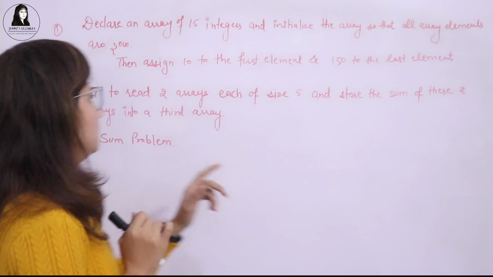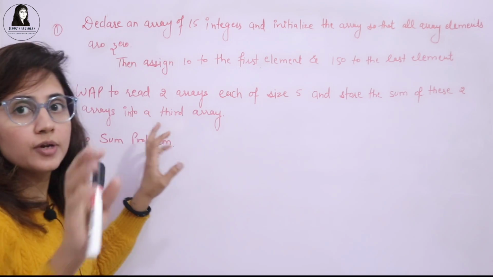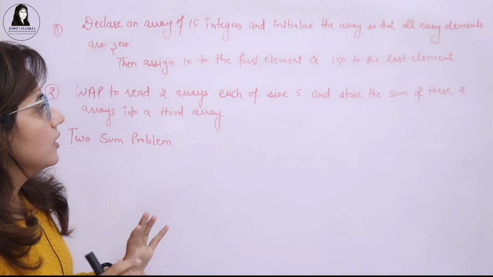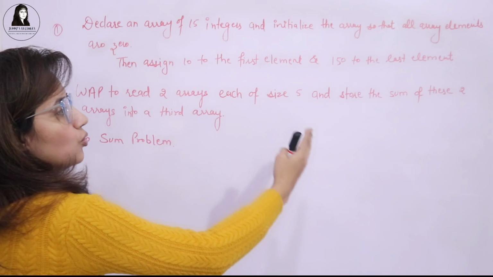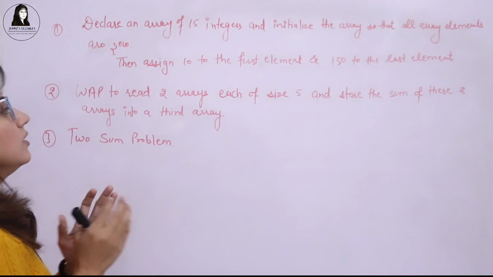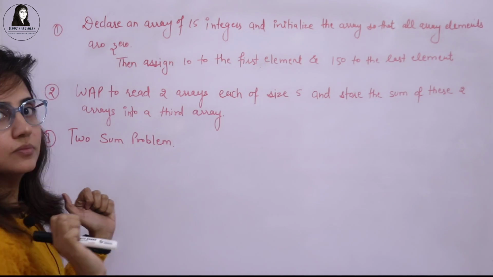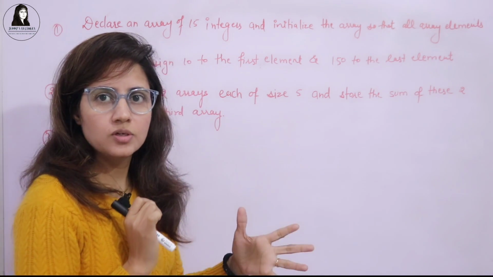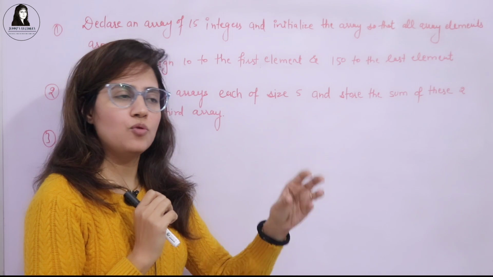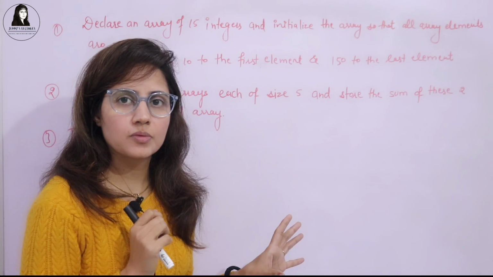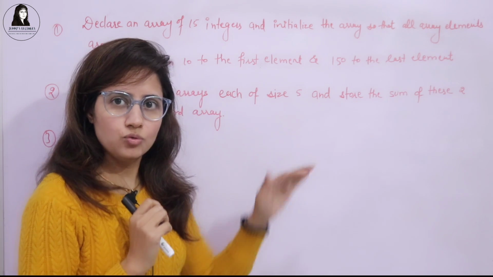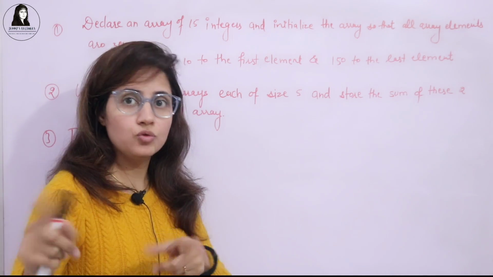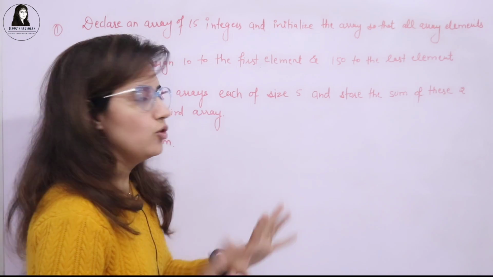The second question is you have to write a program to read 2 arrays, each of size 5, and store the sum of these 2 arrays into a third array. This is also not so tough. Just read 2 arrays with some values, add them, and store the sum of those 2 arrays into a third array. So you can pause the video right now and try to solve these 2 questions. After that, we will move to the LeetCode questions. Okay, I hope you have done this.